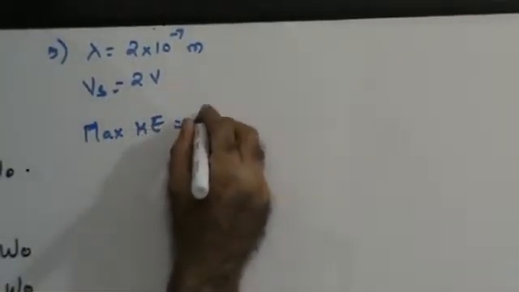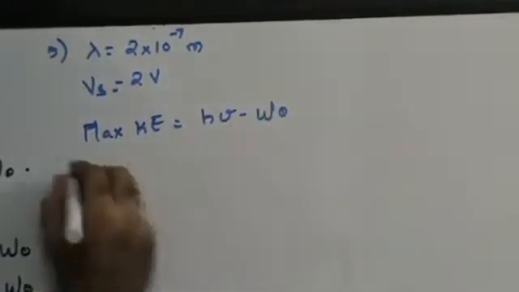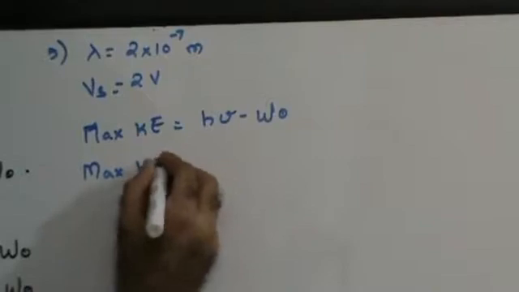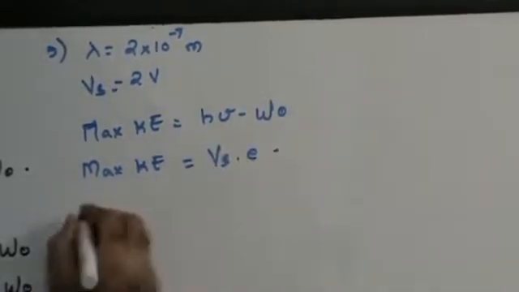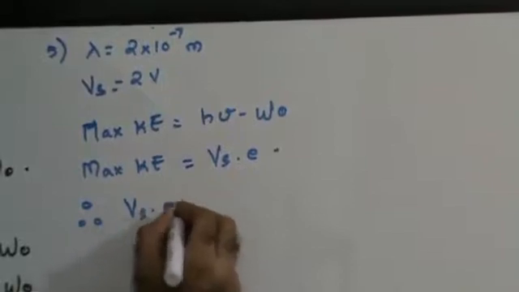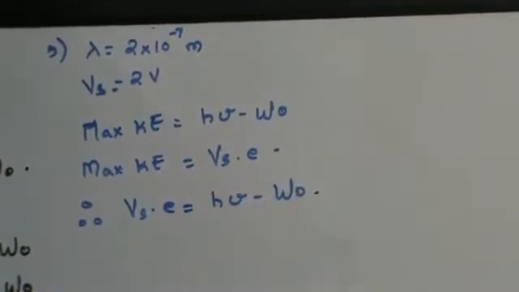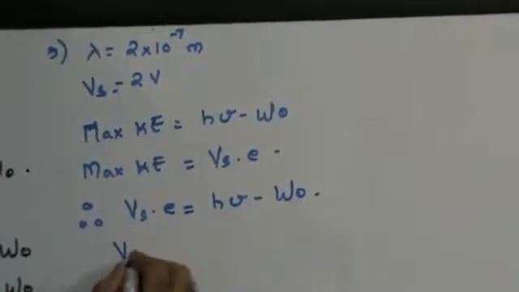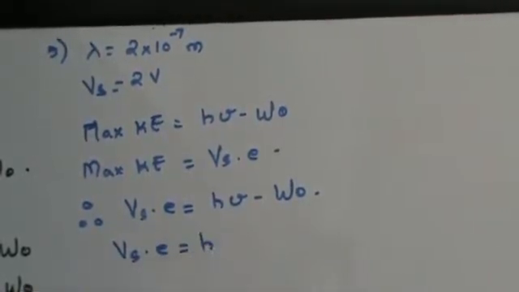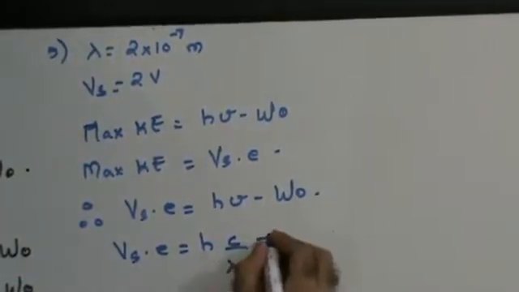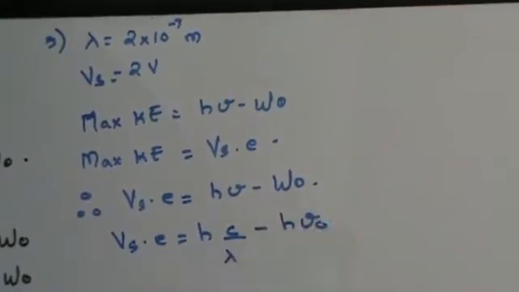Now guys, I can say that max kinetic energy is equal to hν minus W0. I can also say that max kinetic energy is stoppage potential into charge on electron. Therefore, stoppage potential into charge on electron is equal to hν minus W0. Right? They've asked you to find out threshold wavelength. So I can say Vs into e is h... Threshold frequency is nothing but c upon lambda 0. Sorry, W0 is hν0. Work function is Planck's constant into threshold frequency.